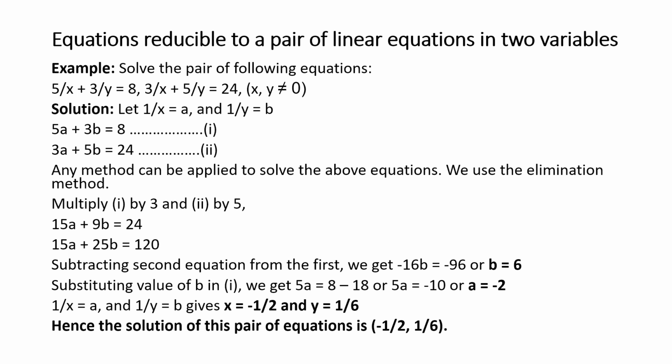Now again, what is a? A is 1 upon x. So a is minus 2, which gives x is equal to minus half. Similarly, b is 6, which gives y is equal to 1 upon 6. Hence the solution to this pair of equations is (x, y), which is minus half and 1 upon 6.